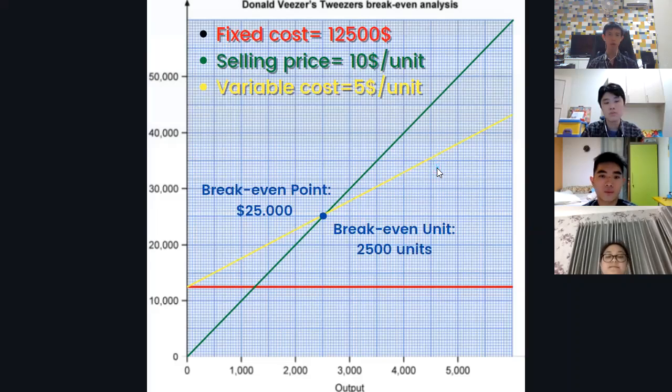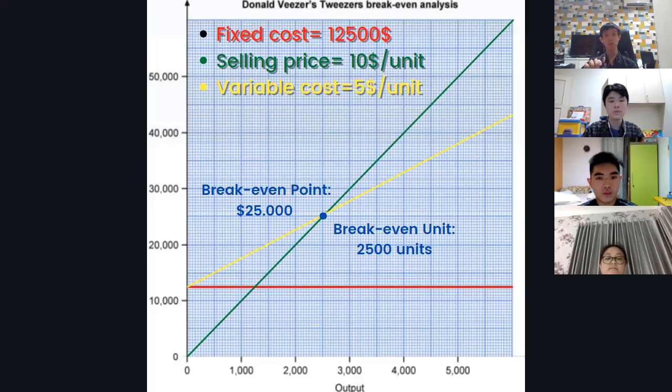Now, with all the information we have, we can try to find the break-even point. If you still remember, the break-even point is the point where the total cost is equal to total revenue. So, we can find the break-even point by looking at the intersection between 2 lines, which are the revenue line, the green line, and the yellow line, which represents the total cost. From this graph, we can see that the point where the 2 of them intersect is where the output is 2,500 units. So this means that the break-even unit is 2,500 units.